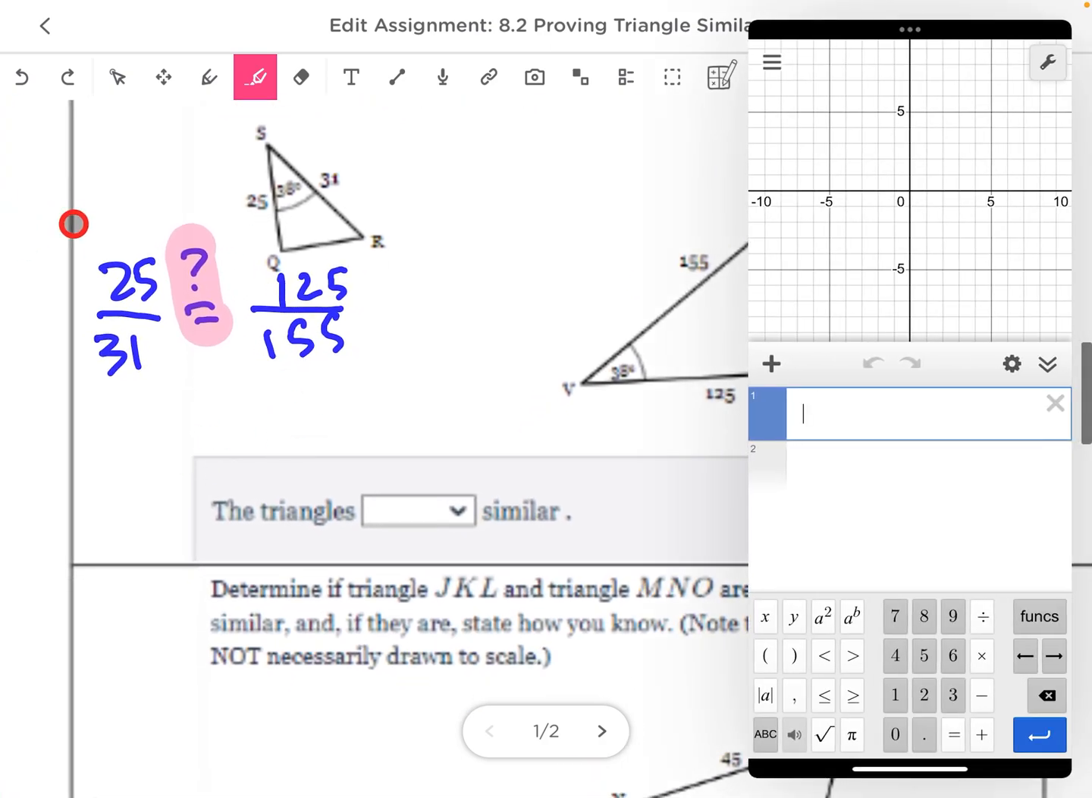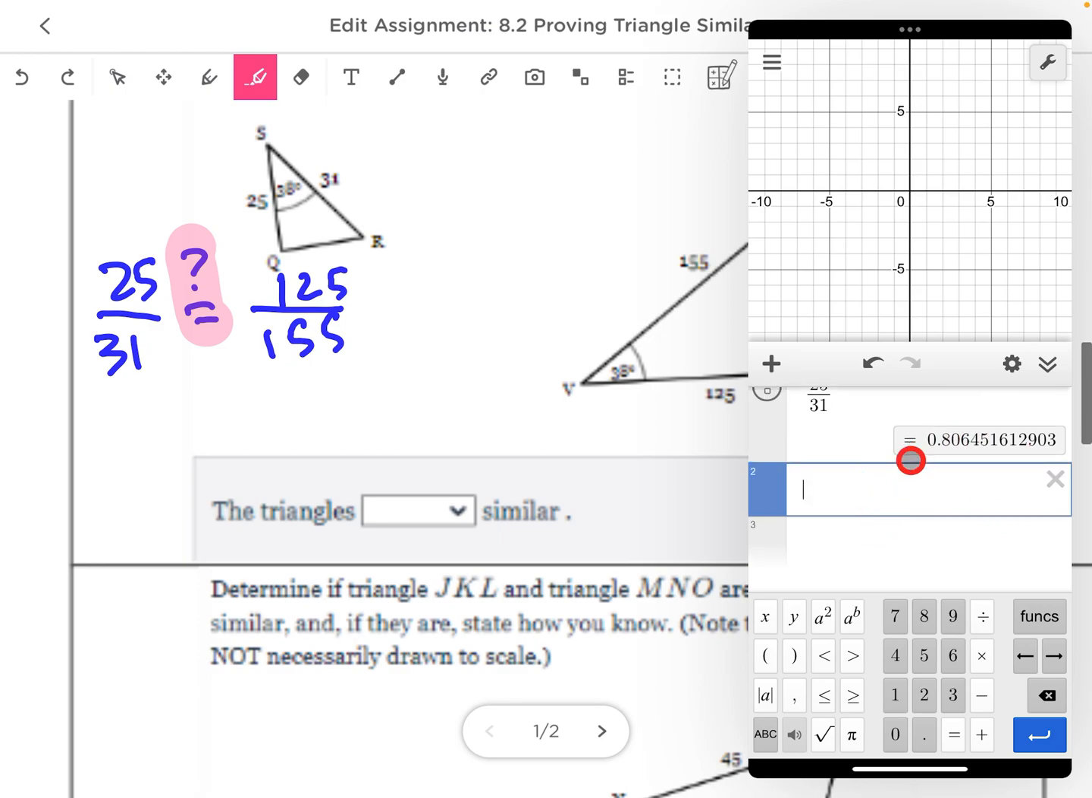We can do two different things to find out. Let's go and type that into our calculator. Let's push that division button first to make a fraction. Type that in: 25 on top, then go to the bottom and put 31. Now we have this value right over here.